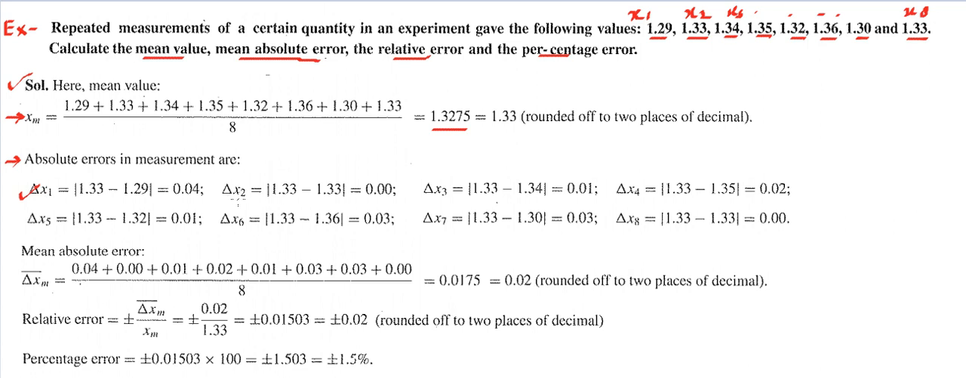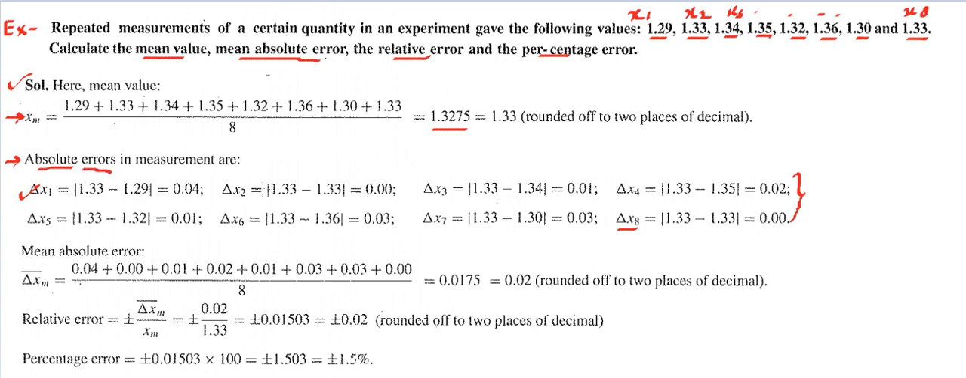Similarly, this is the absolute error in the second observation. In the second observation, the mean and the observed value are equal. Hence, this is going to be 0.00. That means the absolute error in the second observation is 0. In the third observation, again we write it as positive, even though this x3 is more. So we write the magnitude, that's positive. Similarly, we will work for delta x4 and keep on doing this up to delta x8. So these are basically the absolute errors in the measurement.